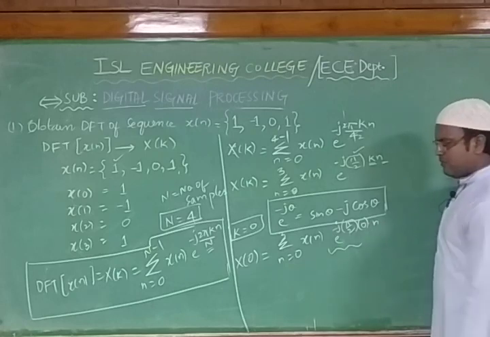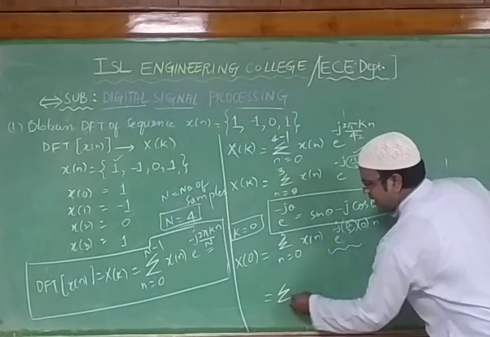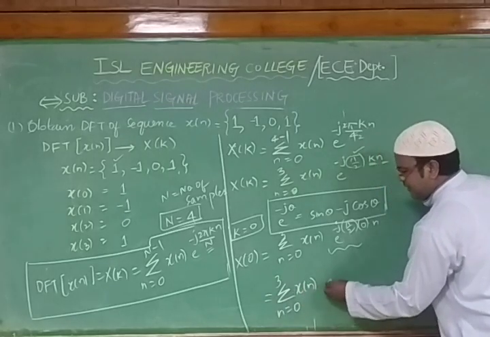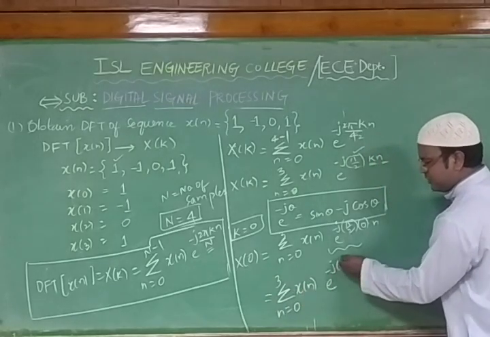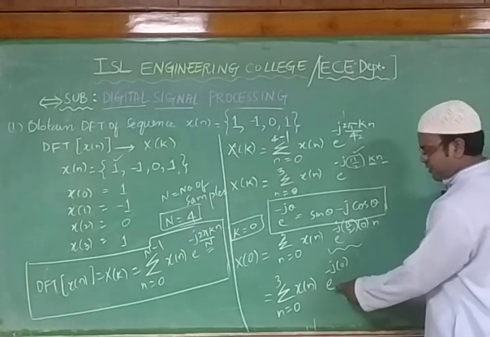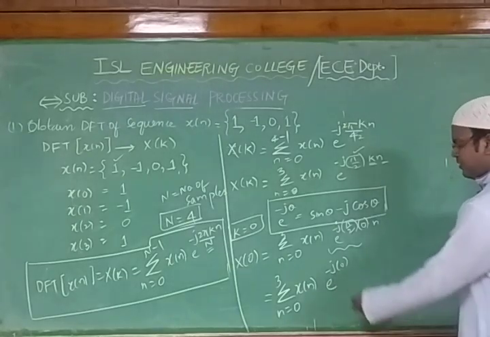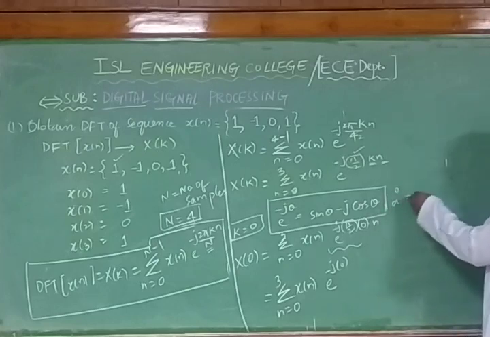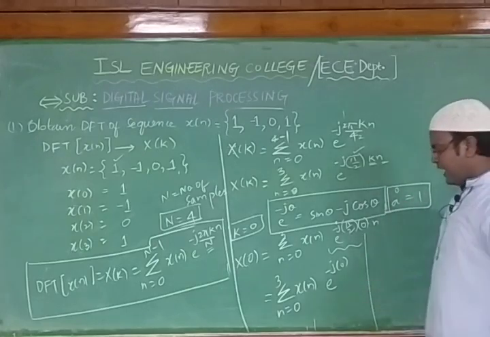It will be 0. So I can write it as summation n equals 0 to 3 x of n e power minus j into 0. Right? So I got e power minus j into 0. What is this e power 0? Any number power 0 would be 1, because we are applying power 0 is 1. So we have this value.